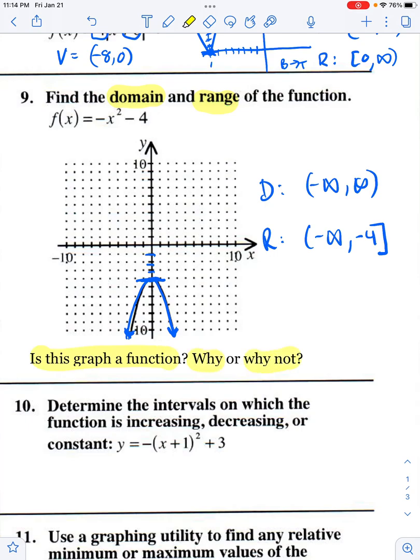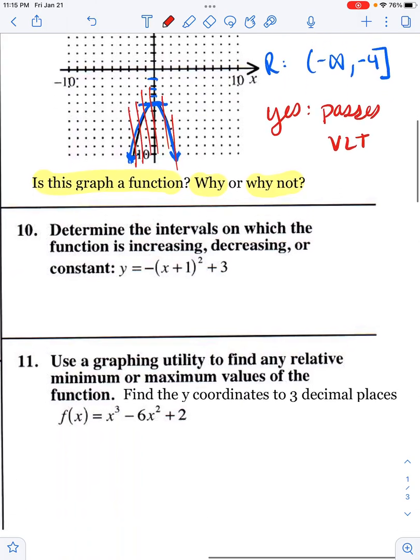Is this graph a function? Why or why not? What do you think? I think yes. Because if I imagine those vertical lines, none of them cross through it in more than one place. So when it says why or why not, my reasoning would be that it passes the vertical line test.